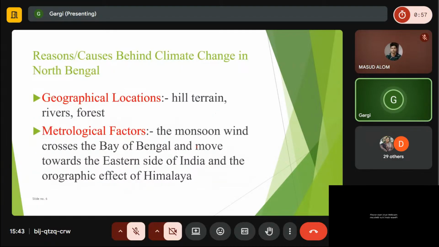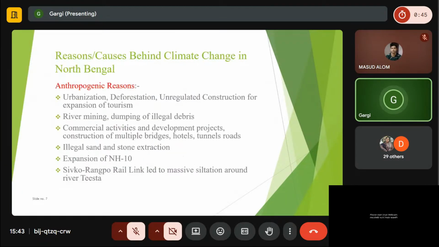Now, let us see what are the reasons or causes behind climate change in North Bengal. The geographical locations like hilly terrain, river, forest, meteorological factors, monsoon, wind, the orographic effect of the Himalaya, and the anthropogenic reasons like urbanization, unregulated construction, deforestation, river mining, dumping of illegal debris, commercial activities, illegal sand and stone extraction, expansion of NH10. These are the factors which are making the climate erratic in the North Bengal region.